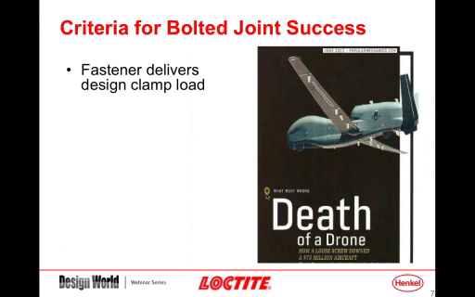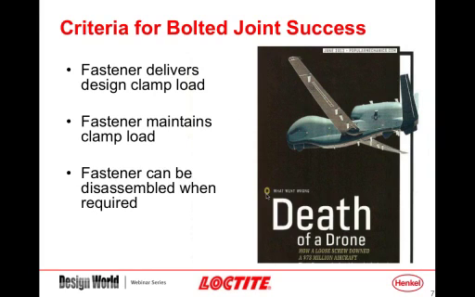And we're going to talk about three elements of that. The first is a fastener is successful when it delivers the clamp load that it's designed for. The second is that that fastener needs to maintain that clamp load over the service life of the vehicle. And then the last is that oftentimes service at some point is required, and you need to be able to get that fastener back apart again. So it's another critical element of fastener design. We're going to cover all three of these during the course of this session.